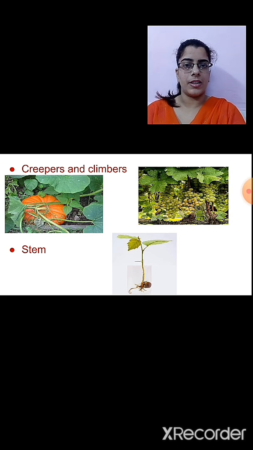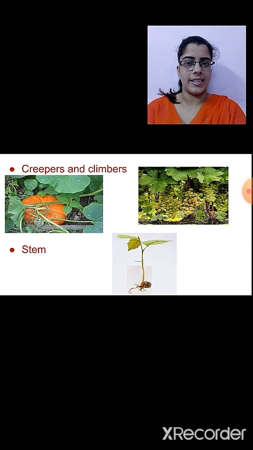Then we have studied about creepers and climbers. What are creepers? Creepers are the plants in which the stem is weak. Due to the weak stem, they cannot stand upright, but instead they creep on the ground. What are the different examples of the creepers? Pumpkin, cucumber, watermelon are some of the examples of the creepers.